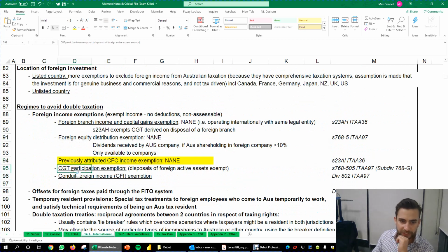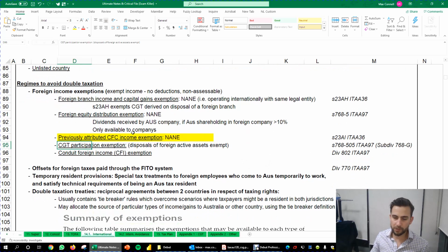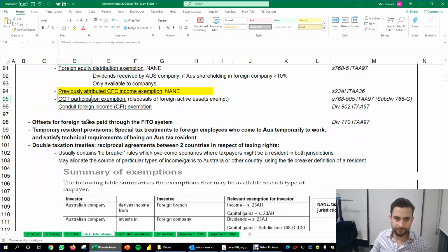Okay, moving on, CGT participation exemption. This is basically when you dispose of a foreign active asset, it makes it exempt income under Section 768-505. And then finally, the conduit foreign income (CFI) exemption. So if you're reading through these and going, what do these mean? I only understand one or two of them. That's okay. We're going to go through it in more detail very, very soon.